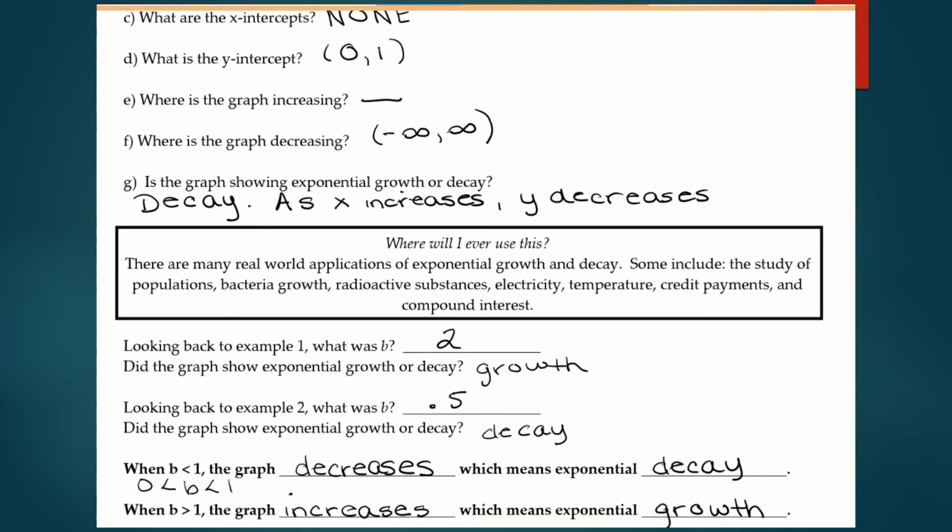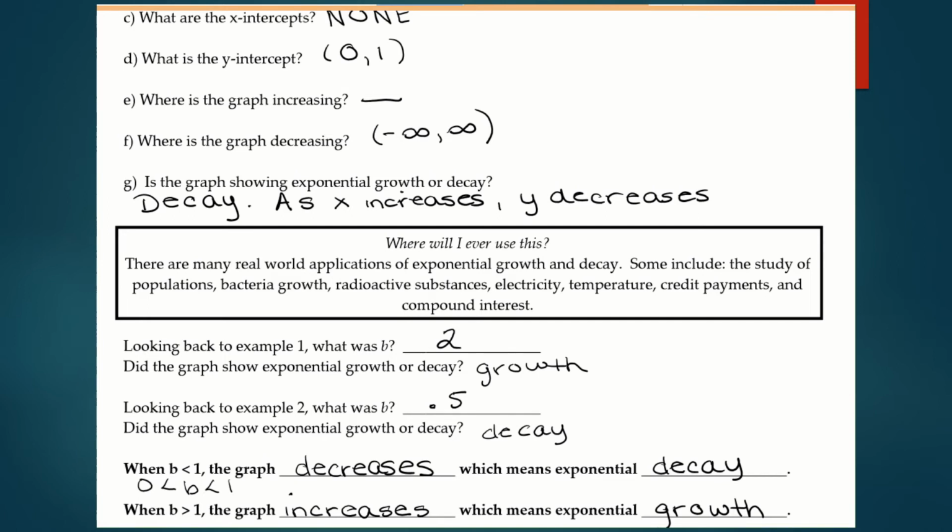Now take a look at example 2. What do you notice is happening to the y values? They're being cut in half with each increase in x. This makes sense because its b value is 0.5. This is the decay factor. This is what's happening with each increase in x. Our y values are being cut in half.